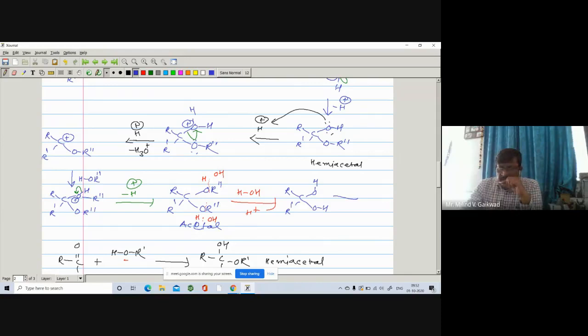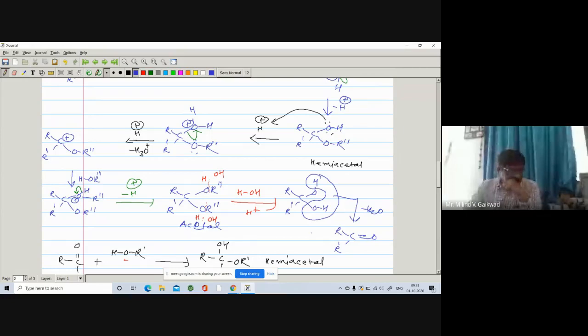And further, it undergoes dehydration, removal of water. H from this, OH from this, there is a removal of water, and you are getting the corresponding carbonyl compound. So when you add acetal into water, you again get the corresponding carbonyl compound. This is one of the applications of this reaction. Similarly you can write a number of examples here.